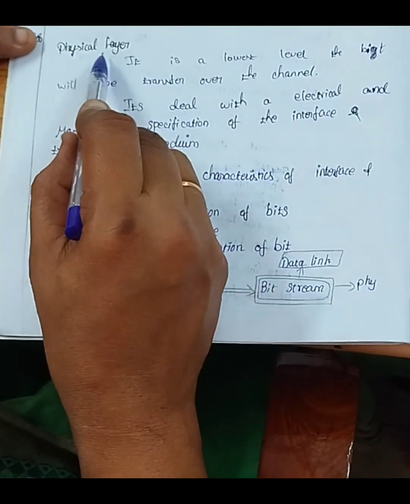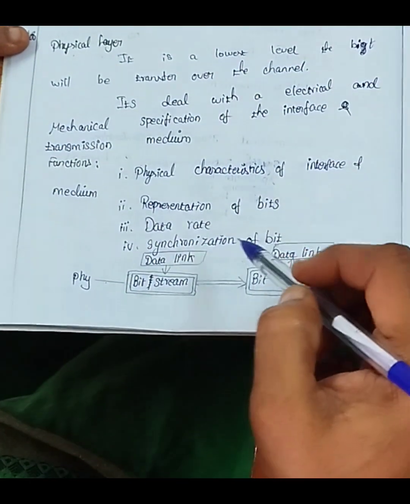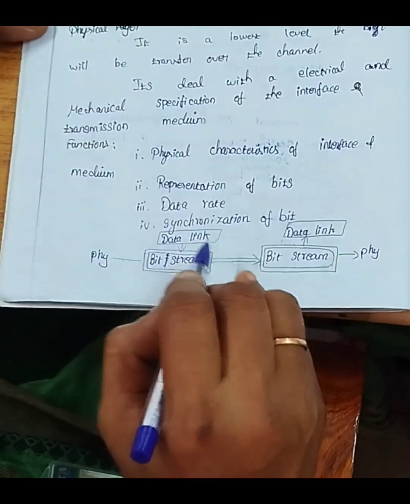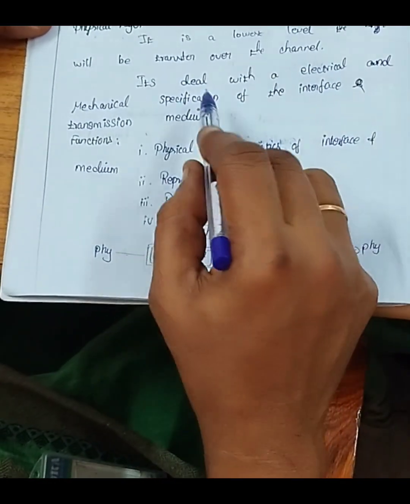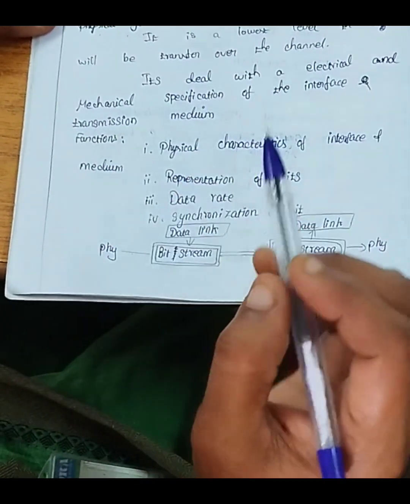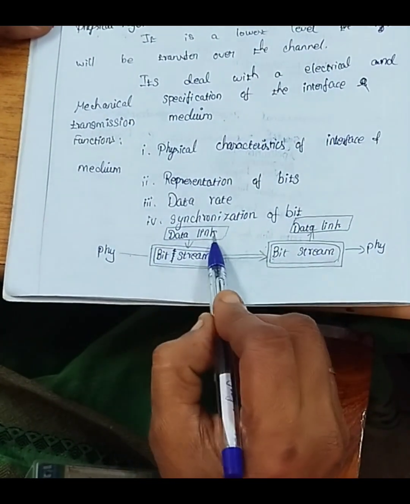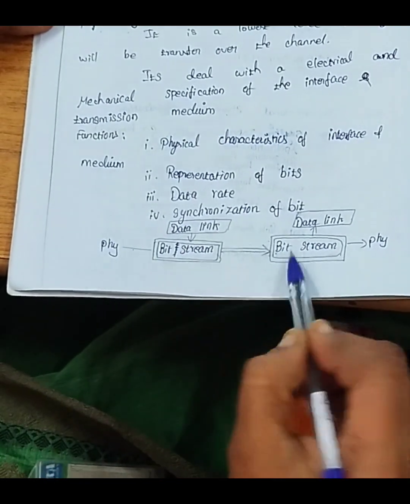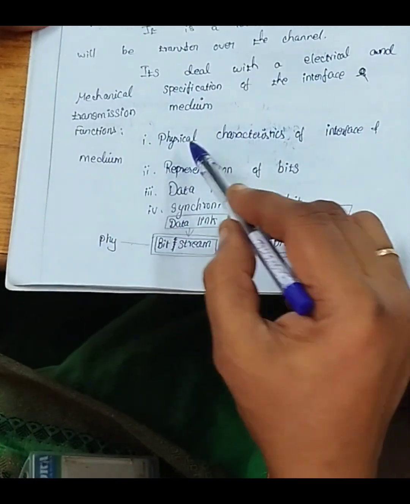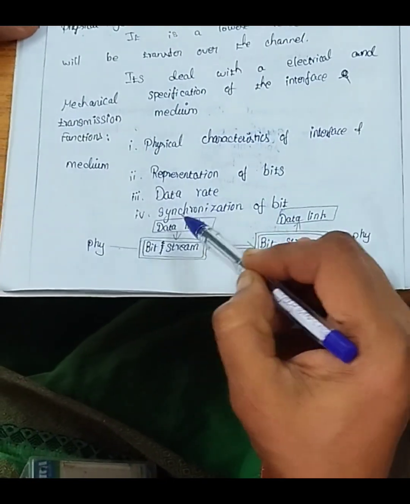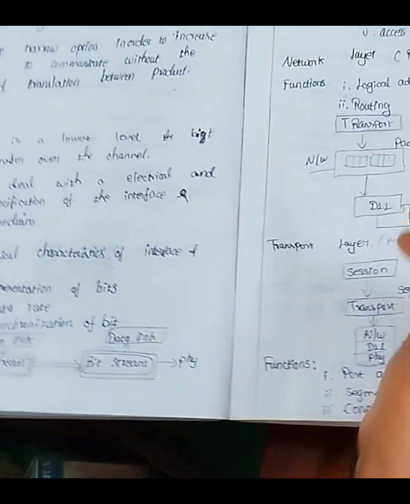The first layer is the physical layer. It is the lowest level layer and it transfers bits over the channel, and it deals with the electrical and mechanical specifications of the interface between the systems. And this is the diagram. In the physical layer, data is transferred in the form of bits, and the functions are physical characteristics, representation of bits, data rate and the synchronization of bits.